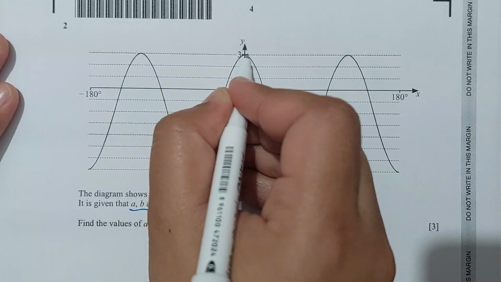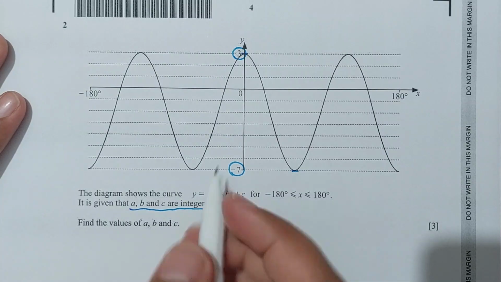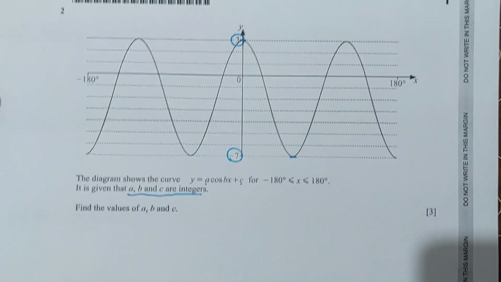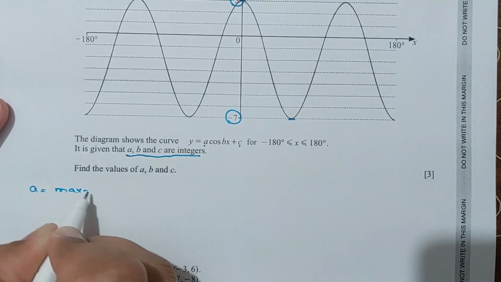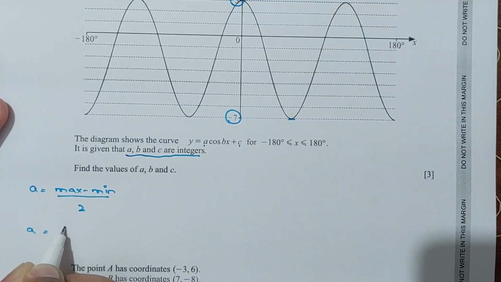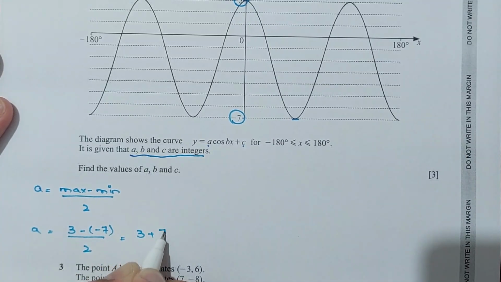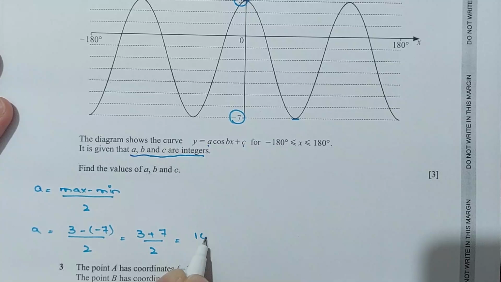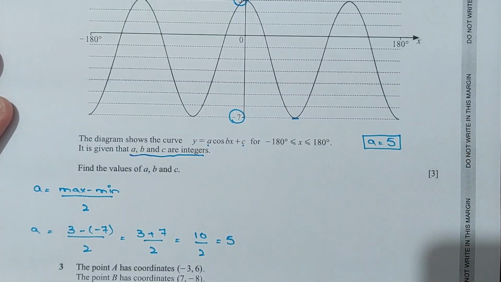As you can see, the maximum point of the curve is 3 and the minimum point of the curve is negative 7. So we can easily guess the value of A and the value of C. So A is the amplitude. To get the A value, we can say the maximum minus the minimum, divided by 2. So the maximum point is 3 minus the minimum, negative 7, divided by 2. This would be equal to 3 plus 7 by 2, which equals 10 by 2, which equals 5. So we are done with the A value, which is equal to 5, right? So here A equals 5. This is an integer as well.